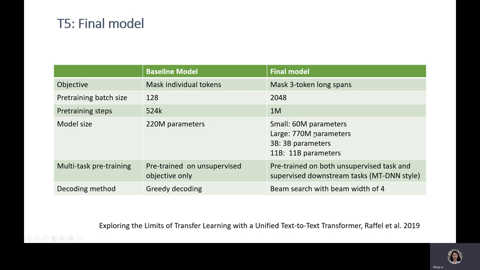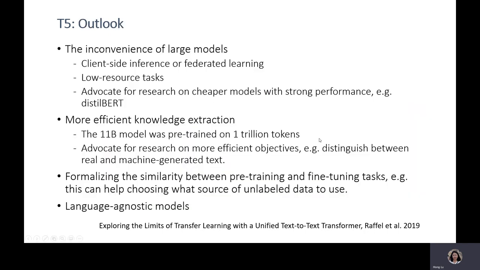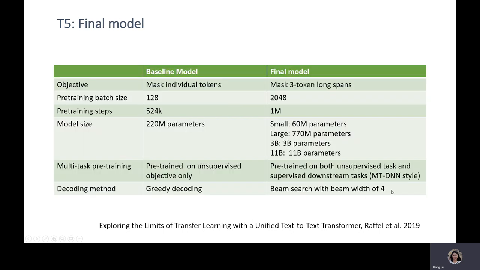And for model size, they ended up with four models of different sizes, and their biggest and best model contains 11 billion parameters. And for multi-task pre-training, they pre-trained on both unsupervised tasks and supervised downstream tasks, which is an MT-DNN style training strategy. And for decoding, they used a beam size of 4 instead of greedy decoding.